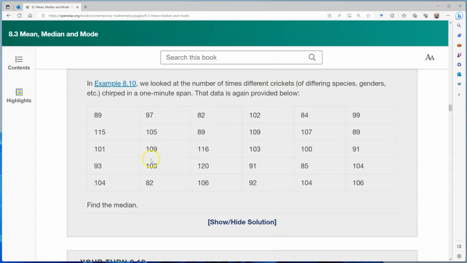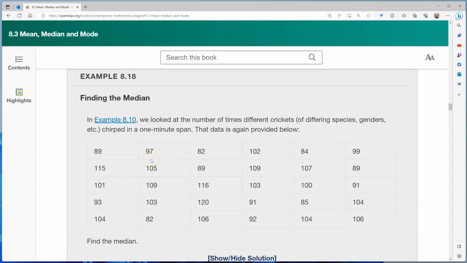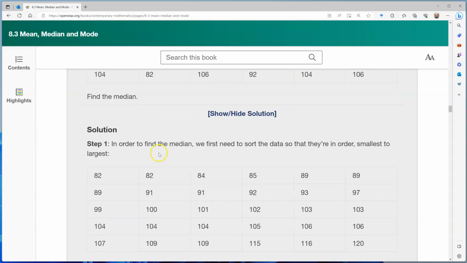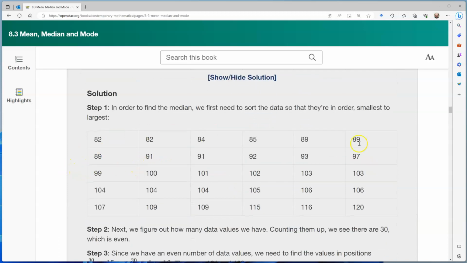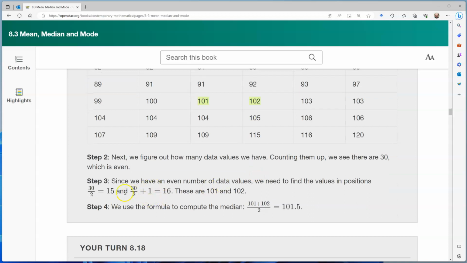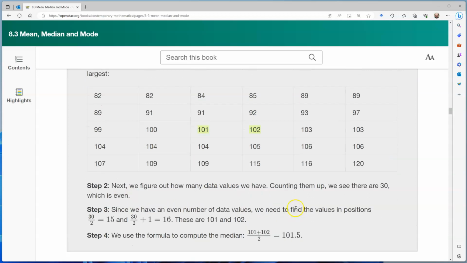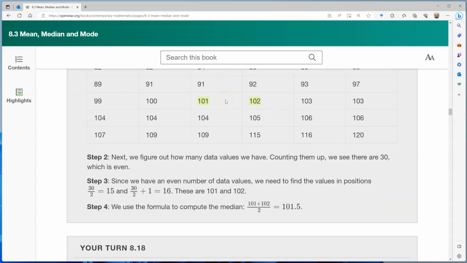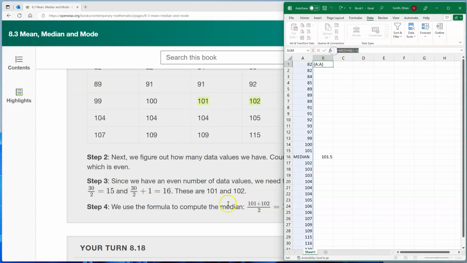So that's how we can calculate the median. If we were to do it by hand, which the book does, if you click Show Solution, you'll see that it orders them in ascending order from least to greatest, and then we look for the middle two, which we found to be 101 and 102. Those are the two middle values, because 30 divided by 2 is 15, so that would be the 15th and 16th spot, which it tells you here. The average of those two is 101.5, which is the same thing as our Excel function of equals median as well.